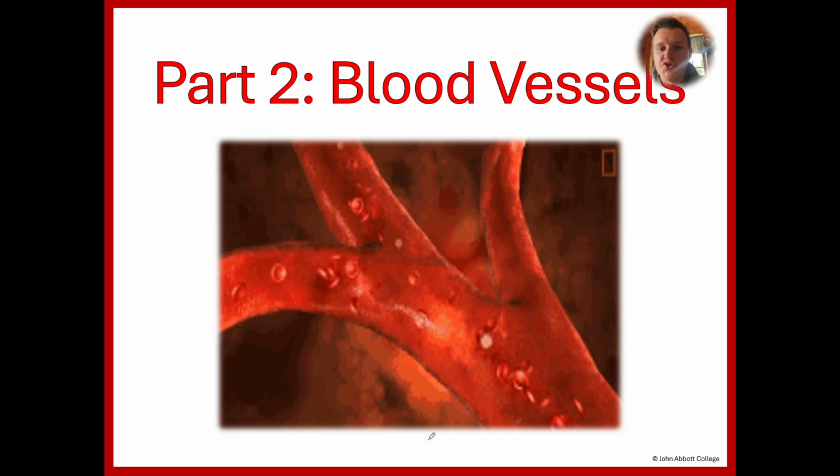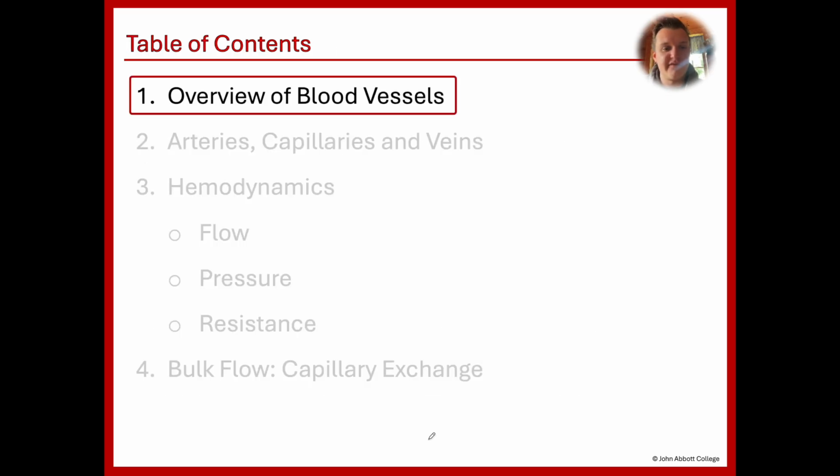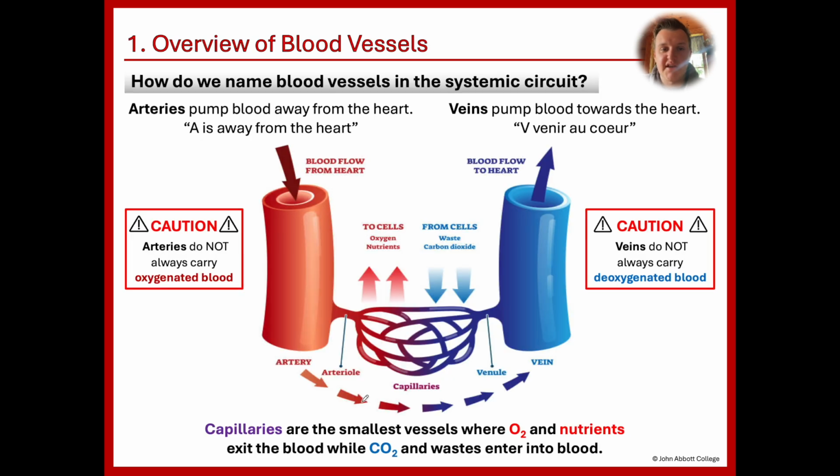Now we're moving on to part 2, which is about blood vessels. So here are your objectives for blood vessels. First, we're going to overview blood vessels and what they do. Then we're going to take a look at arteries versus capillaries versus veins, how blood moves around, and some capillary exchange.